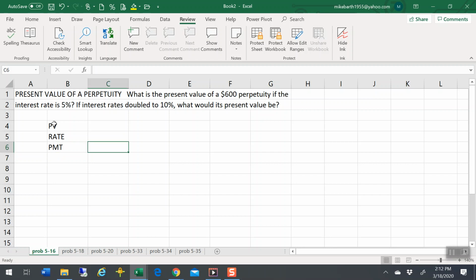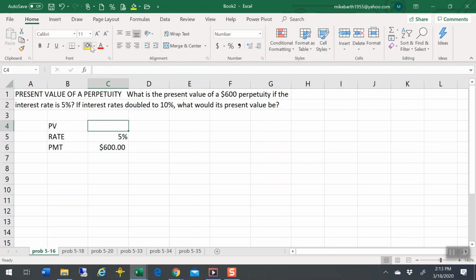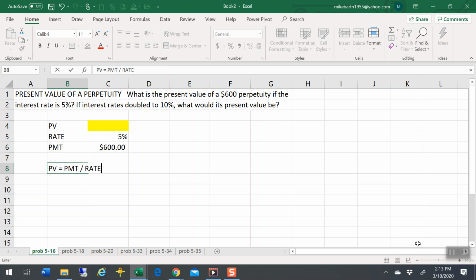With this particular one, it's $600 per period, and it's not saying per year or per whatever. It's presumably per year because we have an interest rate, and interest rates are typically stated on an annual basis. And it's asking us what's the present value of that, the current price. The formula is the present value is equal to the PMT divided by the rate.